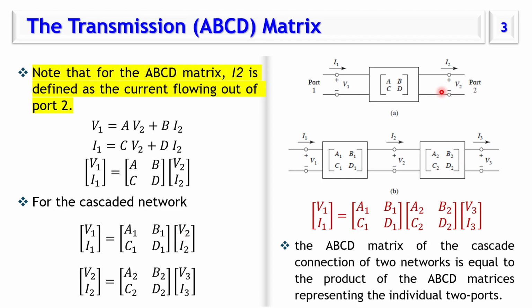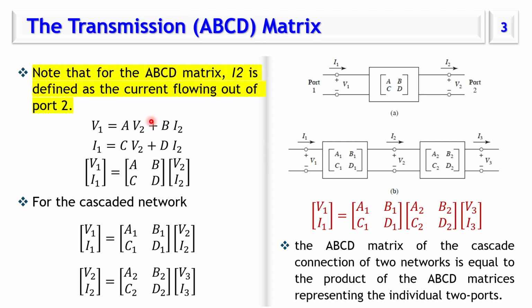So the ABCD matrix, or the transmission matrix, is defined as shown here. It's for only two-port networks. At port 1, we have V1 and I1. I1 is in the direction of input to port 1. V1 is the total voltage between the terminals of port 1. For port 2, the current I2 is going out of port 2, and V2 is the voltage between the terminals of port 2.